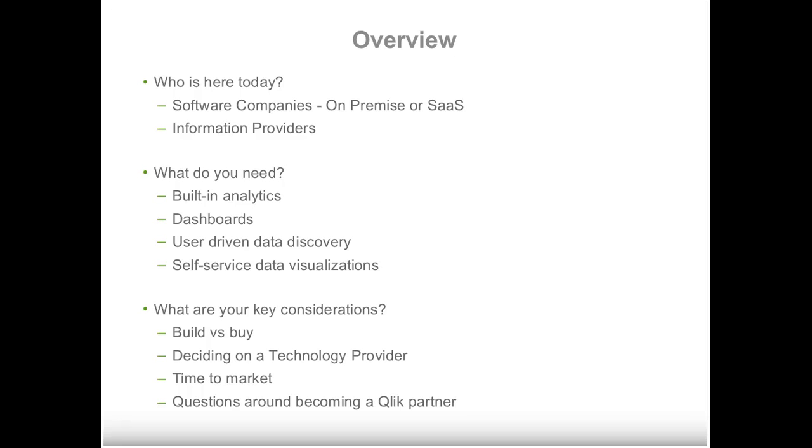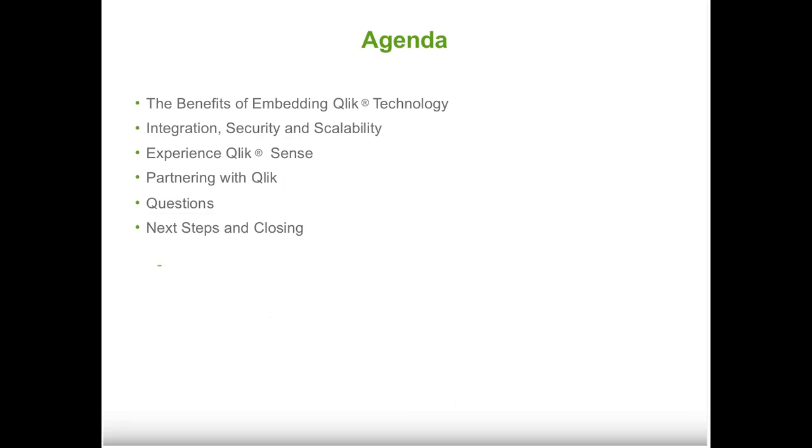Typically, when you're looking at this, you're thinking about, okay, should I build that myself, or should I buy it? Should I look for a technology, an industry-leading technology that I could bring into my own product? And then, if so, how do I decide on what technology partner to use for that? One of your main criteria may be how quickly you can get to market, how you can integrate that technology into your own products and deliver it, and you may have questions about the business relationship. So we want to cover those things in this short time today.